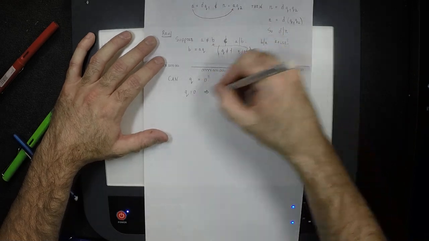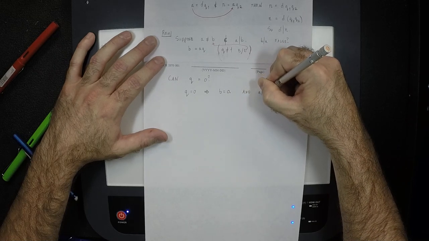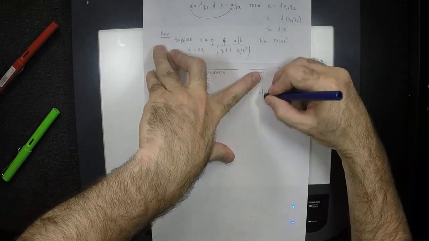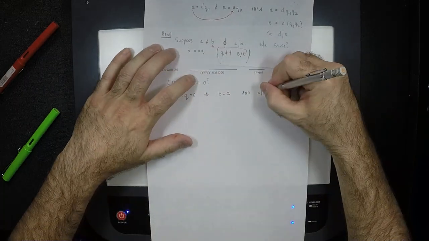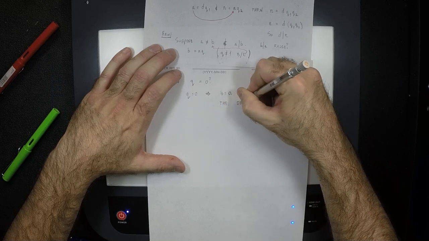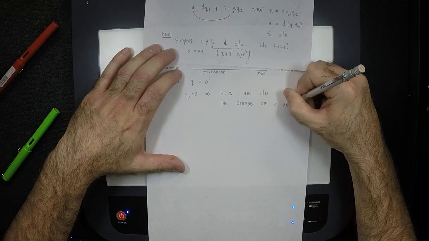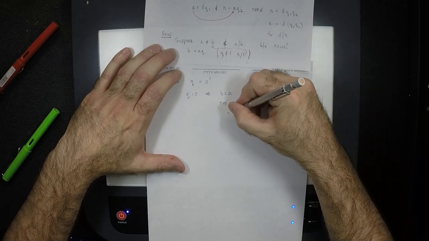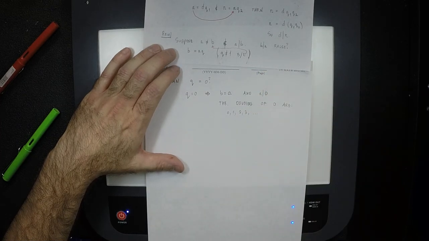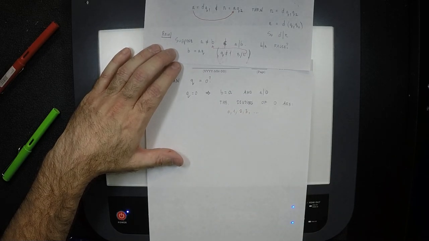So we have this, B is 0, and A is a divisor of B. A is a divisor of 0. The divisors of 0 are all of the naturals, 0, 1, 2, 3. Would you put 0 in? Yeah, of course. Okay, good. So the divisors of zero are all the naturals.